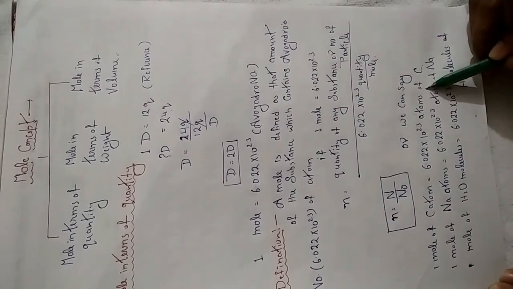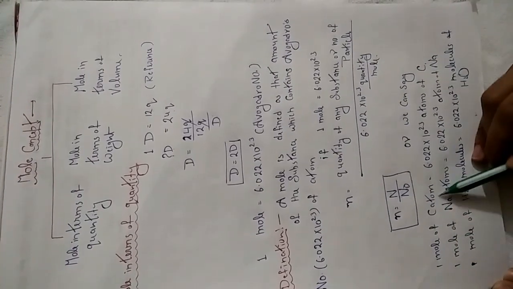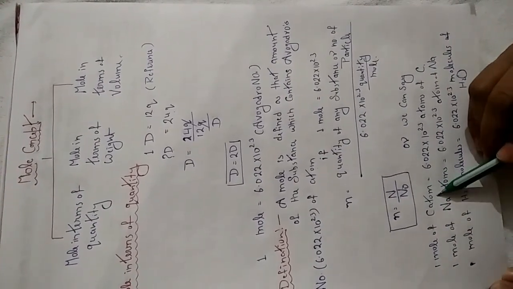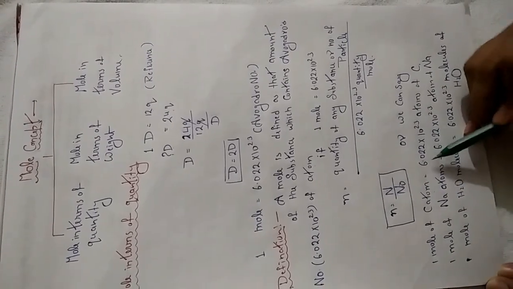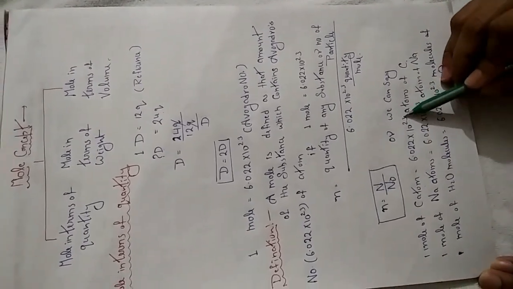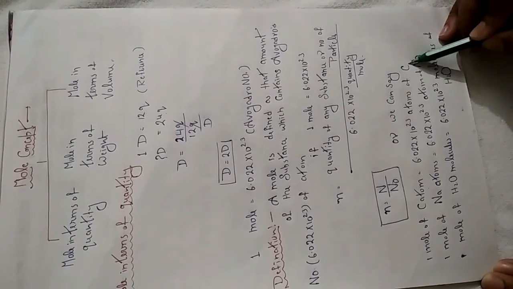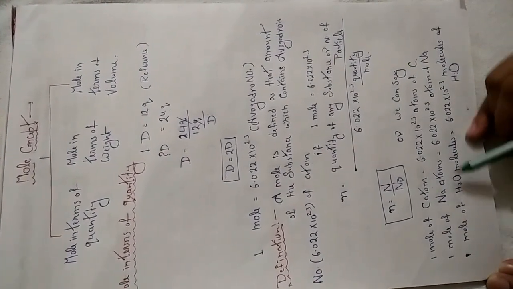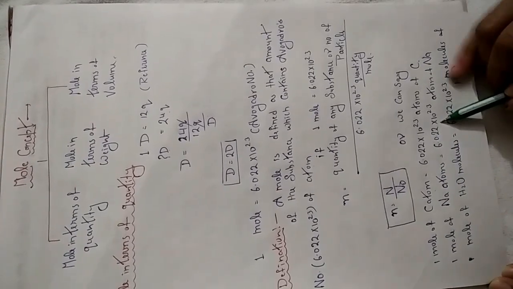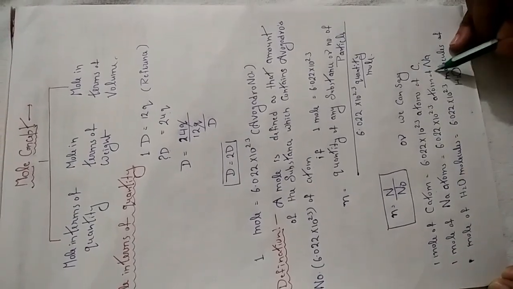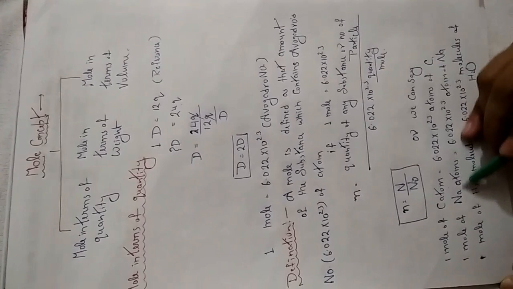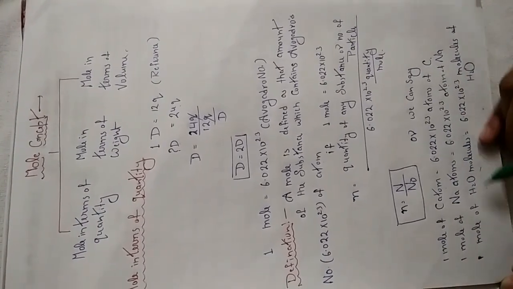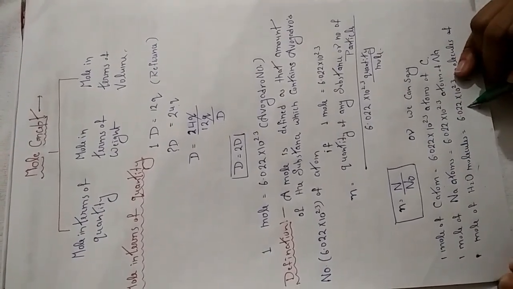So we can say in this way also that 1 mole of carbon atom, if I am talking about atoms, will be equal to 6.022 into 10 to the power 23 atoms of carbon. If I am talking about sodium atom, then 1 mole of sodium atoms equals 6.022 into 10 to the power 23 atoms of Na. But if I am talking about molecules, this also will be equal to the Avogadro number.